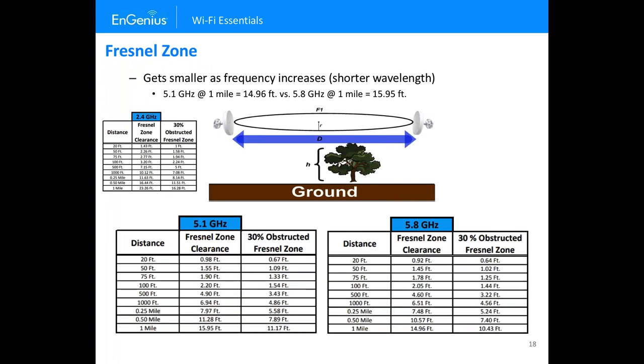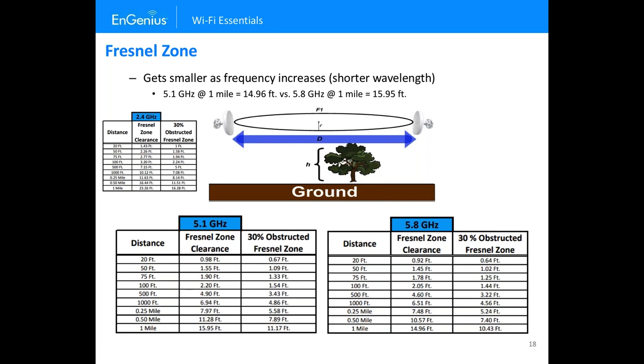Okay, so the Fresnel zone. It gets smaller as frequency increases, because the wavelength shortens as frequency increases. The size of the wavelength is inversely proportional to frequency. So we did a few calculations for you guys. You can see 2.4, aside from it being useless for bridging because it's all being used up for client access and other interference from devices such as Bluetooth, has a bigger Fresnel zone.